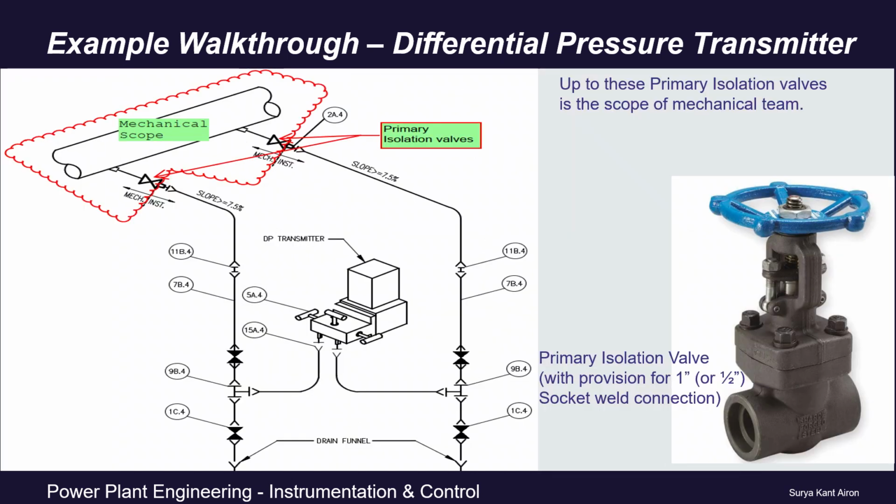From the main process line, the mechanical team takes the tappings, in most cases a welded connection, and on the other side of this pipe the primary isolation valves are installed. The primary isolation valve looks like this, shown in the picture. It has the provision to connect a 1-inch pipe weld connector. Up to this primary isolation valve is the scope of the mechanical team, and our instrumentation job starts after this.